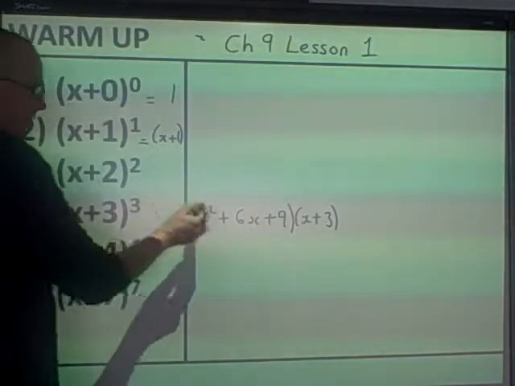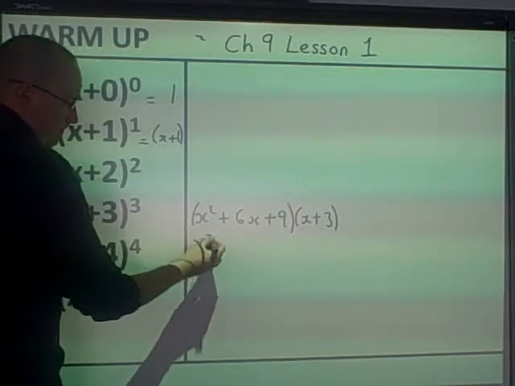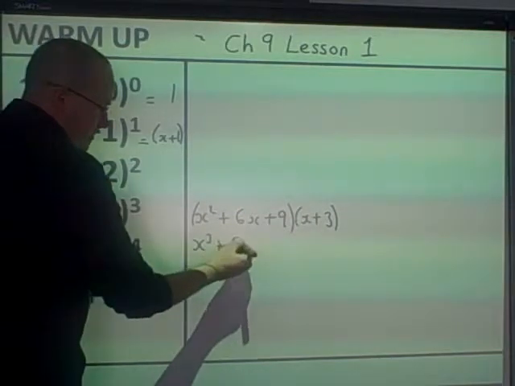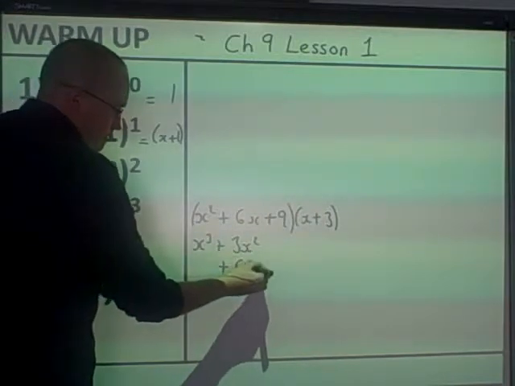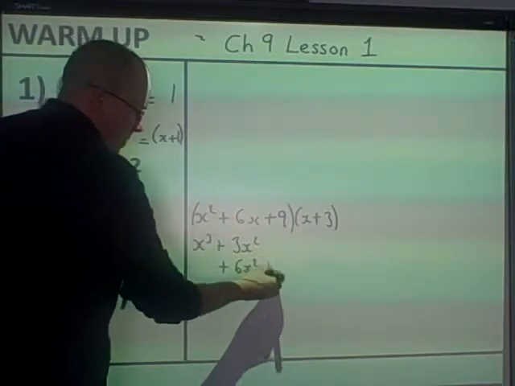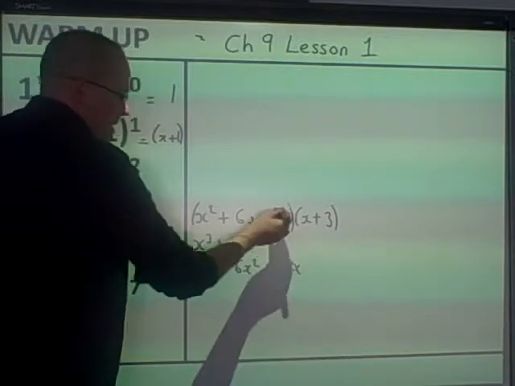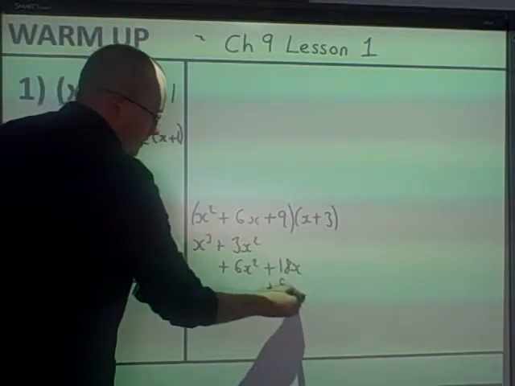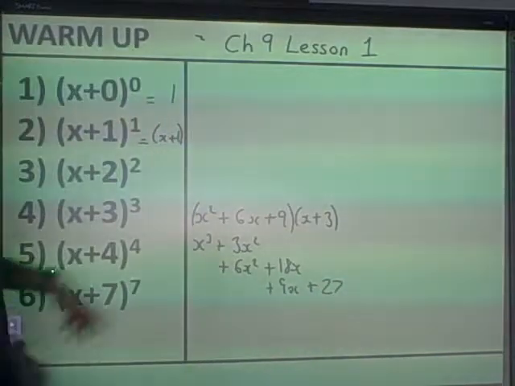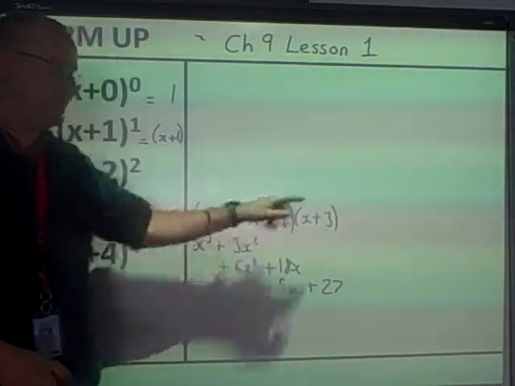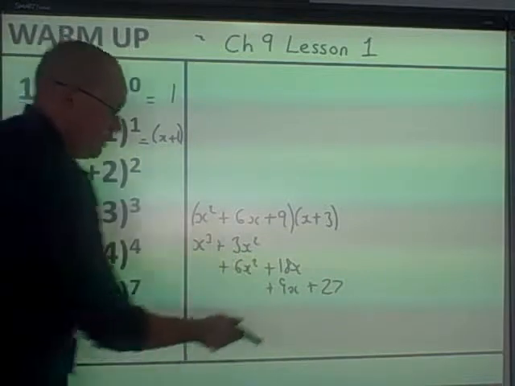So when you work this out, you have to do x squared times x squared times 3, 6x times x, 6x times 3, 9 times x, and 9 times 3. Notice that the number of terms here, 3 and 2, 3 times 2 is 6, and I do have 6 terms here.